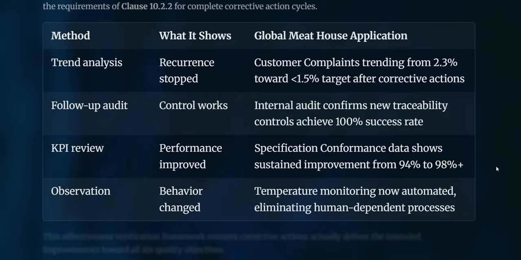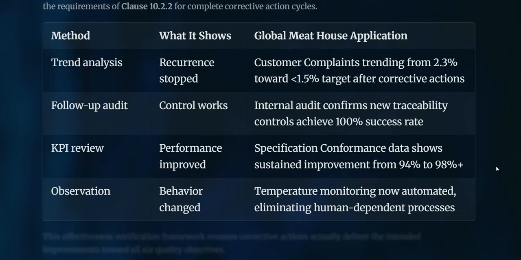Now let's see. The first method is trend analysis. What does trend analysis show? It shows recurrence stoppage. In our global meat house, this means customer complaints trending from 2.3% toward the under 1.5% target after corrective actions.